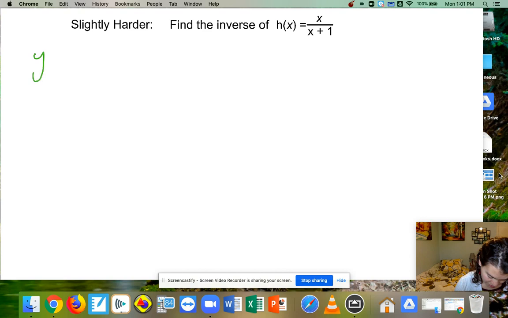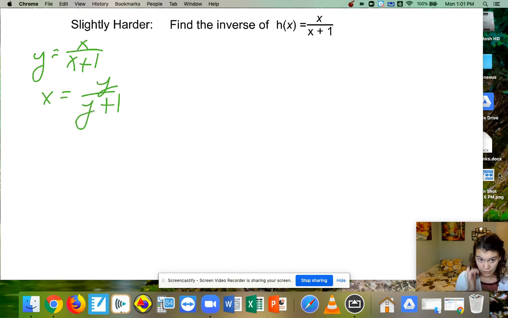All right, so first we have y equals x over x plus 1. Switch the x and y, so you have x equals y over y plus 1. At this point, I want to multiply both sides by y plus 1. So we'll get x times y plus 1 equals y.